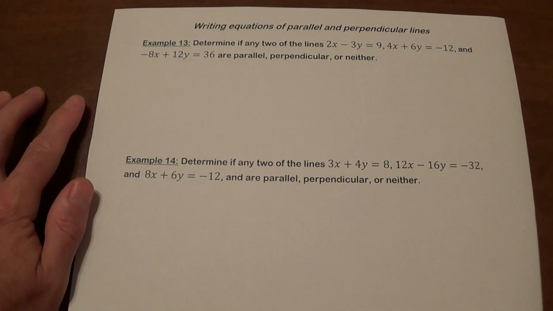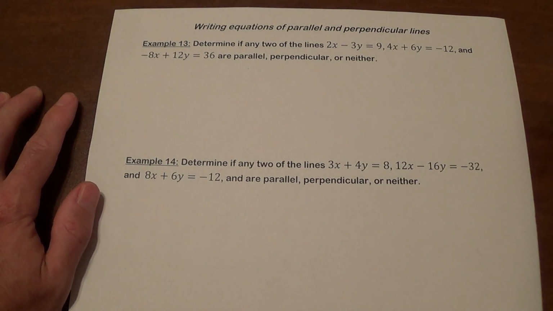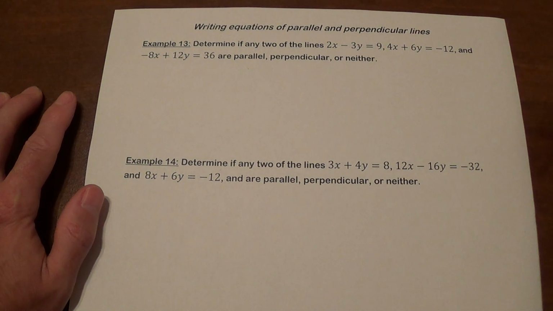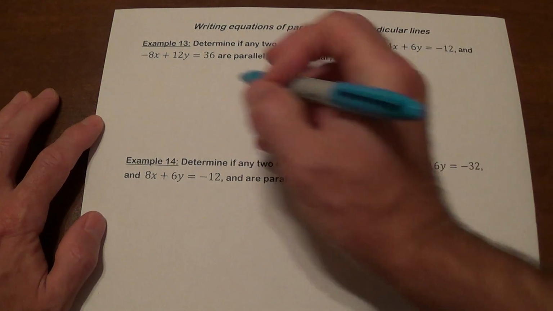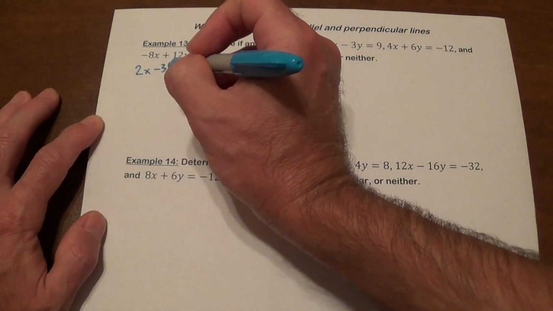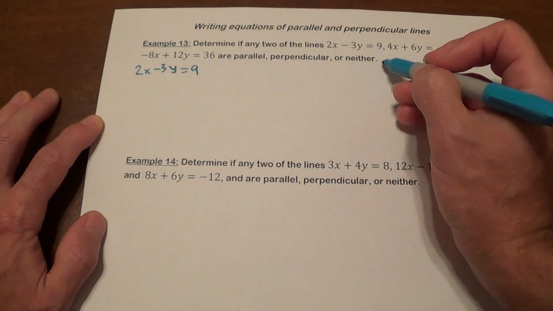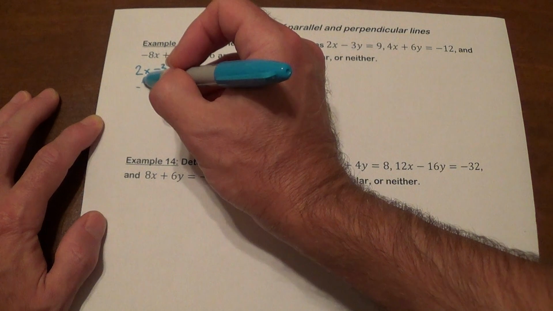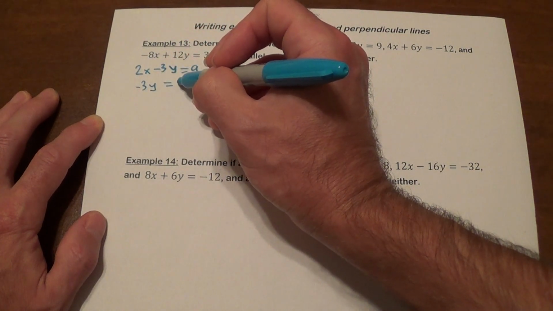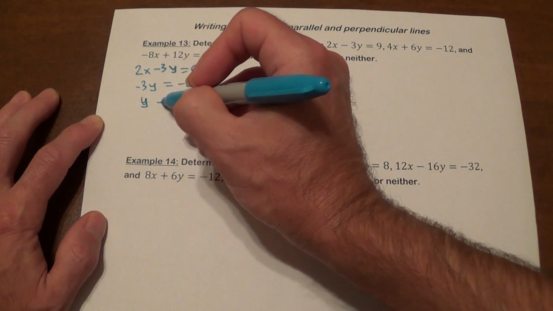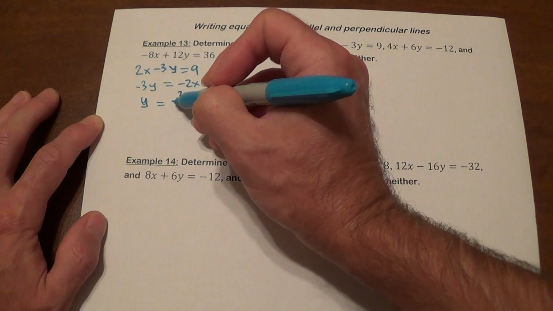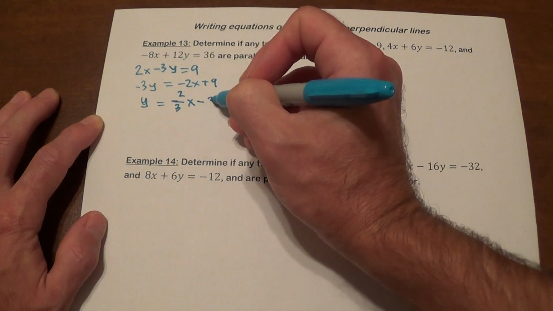And now the last two problems we're going to do here, they are going to deal with determining from the given lines which lines are going to be parallel, perpendicular, or neither. And they are all given to us in standard form, which means we're going to have to solve each one of them and figure out what the slope is, because that's the only way we can determine that. So let's start with this first line. You subtract 2x, which gives you negative 3y equals negative 2x plus 9. Then we divide by negative 3. You have y equals 2/3 x minus 3.